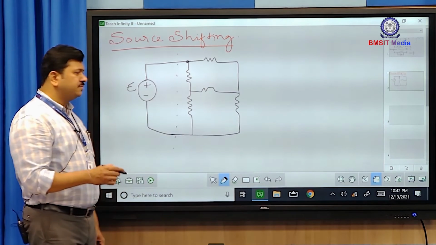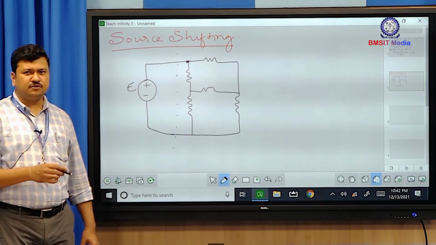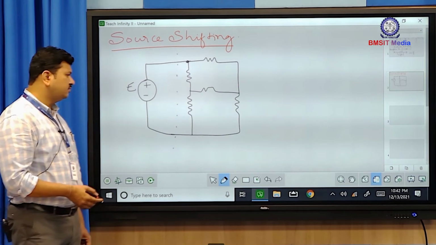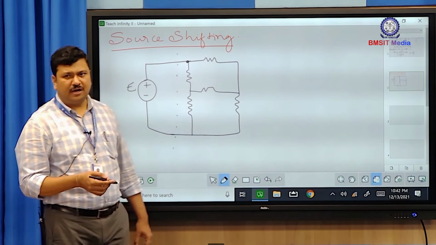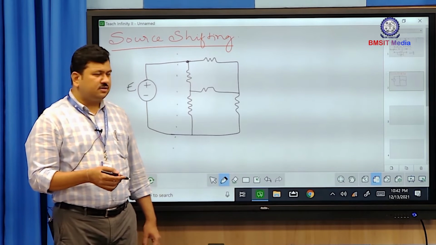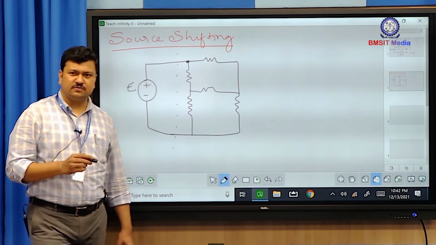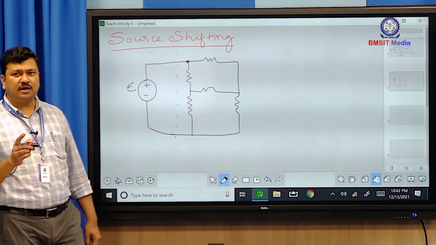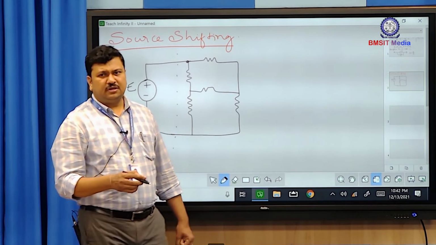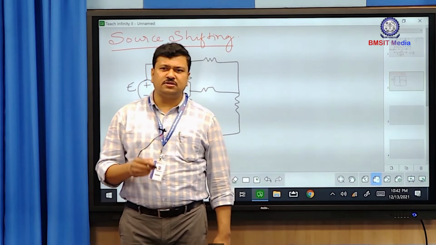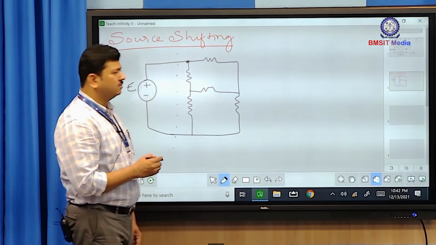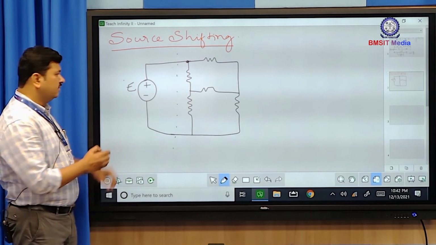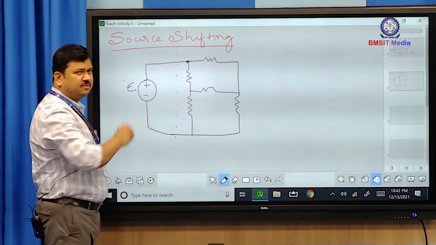So what are the principles, or the technique, of source shifting we should see. Whenever I shift the source, I should always keep it in mind that the transformation should be equivalent. Okay, so the branch currents and the node voltages should not get changed whenever I do the source shifting. Shifting in the sense I am taking this voltage source from this branch and placing it in some other branches.